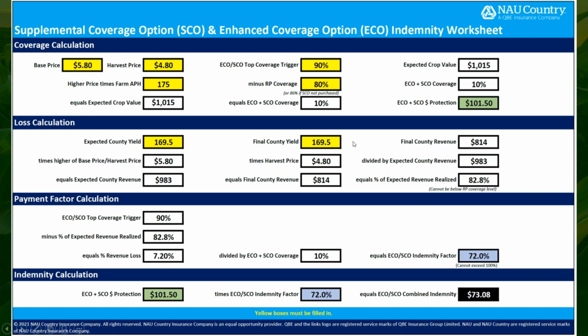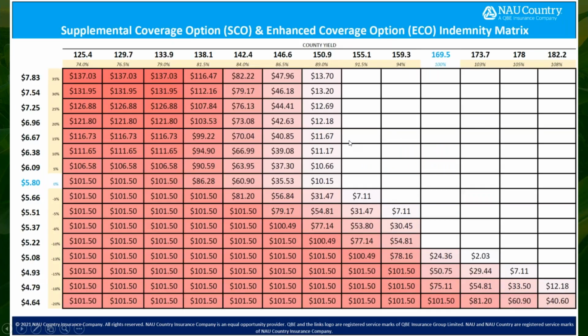Now, what I show you here on this worksheet is just one example. We got a harvest price and a final yield. This indemnity matrix is going to show you over 200 potential examples. So we've got county yields across the top. We've got prices on the left-hand side. And just kind of a quick walk around the matrix. If we were to have a better than expected county yield, we get somewhere to the right of the expected number. 508 here, in this example with 173.7, 508 or $5.08 corn is starting to trigger a payment.